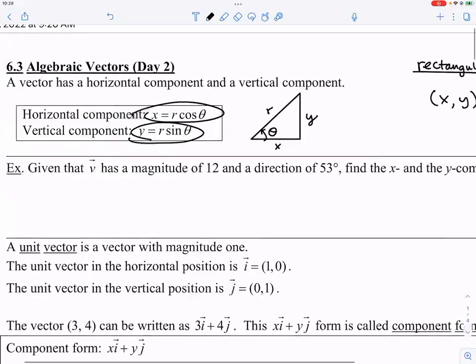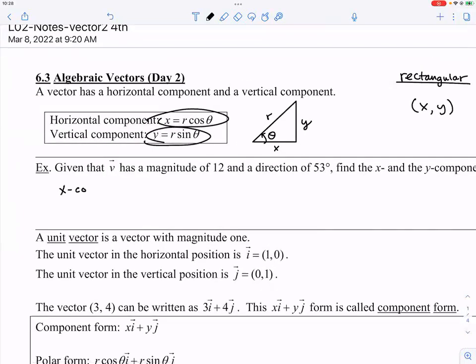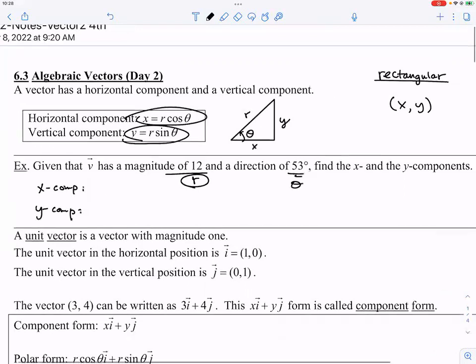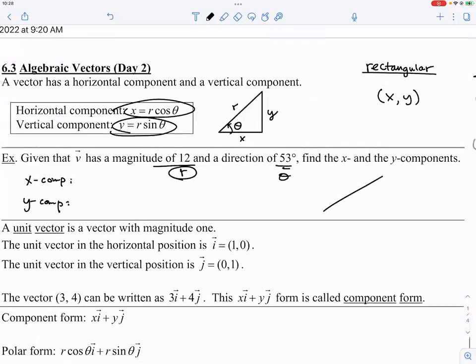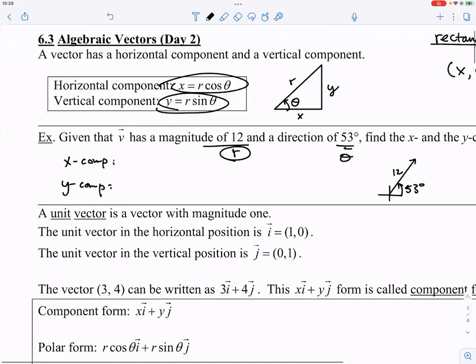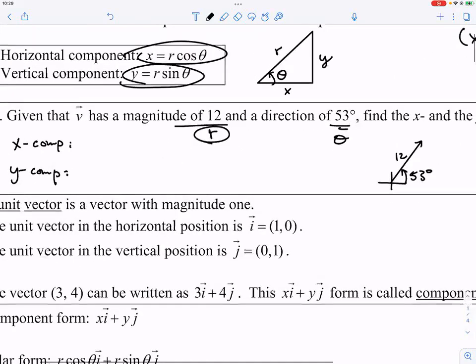So let's go ahead and find out the x component and the y component of the following example here. So we have a magnitude of 12. That's our r value. And 53 degrees. Okay. So we can already draw a little diagram and say, all right, 53 degrees is somewhere like here. So this is 53 degrees, and the magnitude is 12.